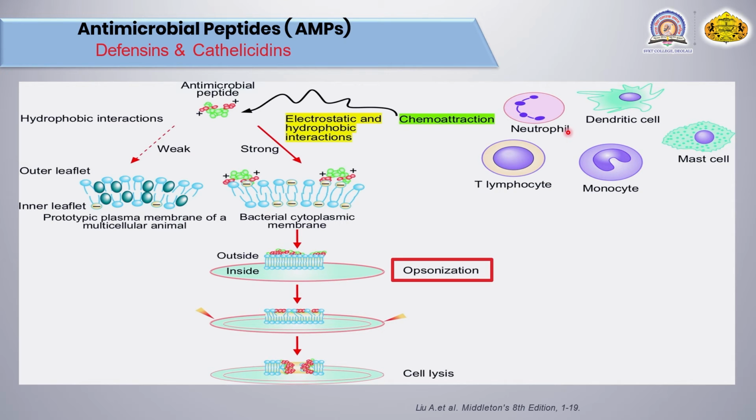And when they get attracted here, the microorganism which carries these antimicrobial peptides on it, these cells get activated, and these cells further secrete their different types of granular content on that microbial cell. So this is the surface of the microbial cell, and the destruction of that microbial cell takes place, what we call cell lysis.